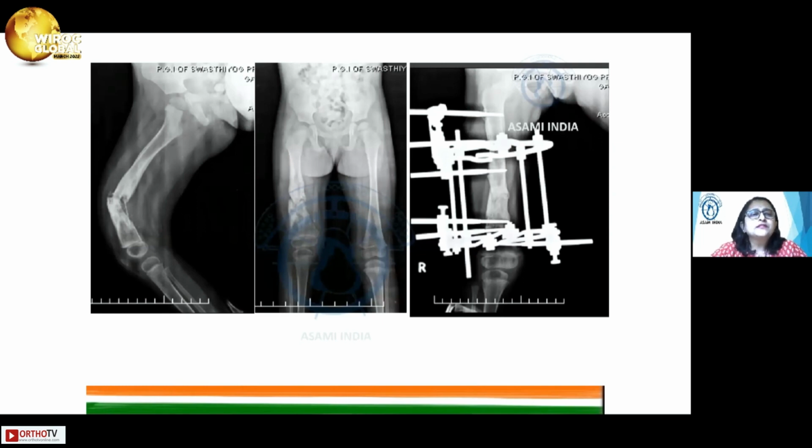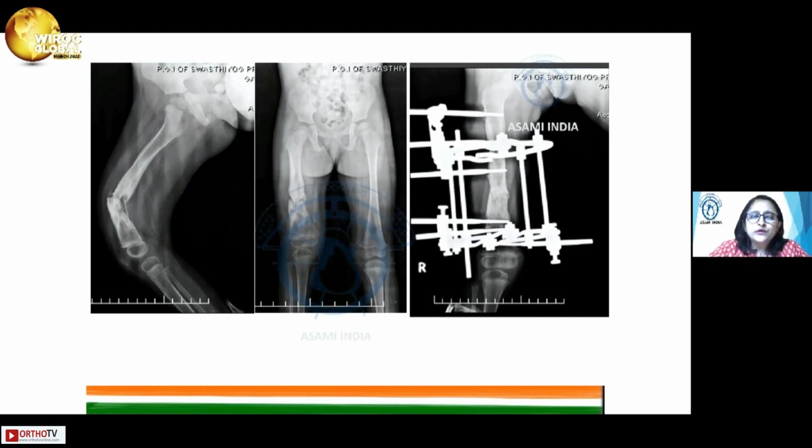For example, in this case, this girl came to me after almost 1.5 to 2 years since she had chronic osteomyelitis. She had multiple draining sinuses, lot of sclerosis, many small sequestrae, and because of sclerosis, she broke her femur. So she was also treated conservatively for some time by somebody else, but it didn't work, obviously.